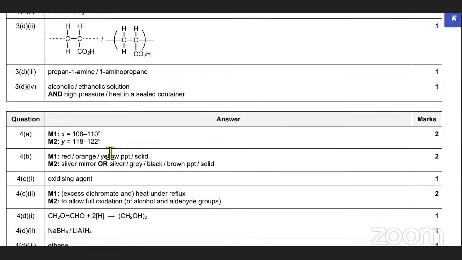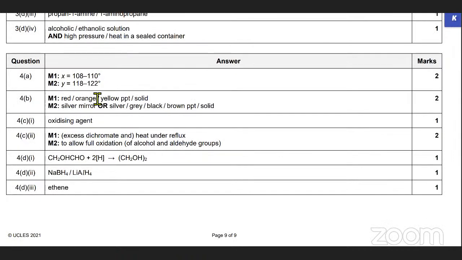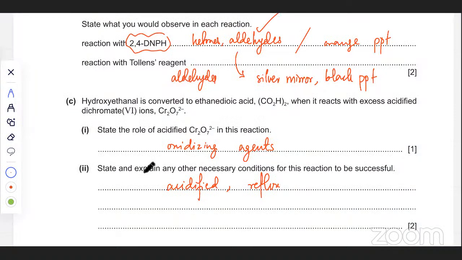So you have orange precipitate, that's silver mirror, black precipitate, you got that one as well. Oxidizing agent, heat under reflux, that was one. So excess, the other one, heat under reflux, I can't really figure out the second marks. What were they looking for? You had to explain as well.